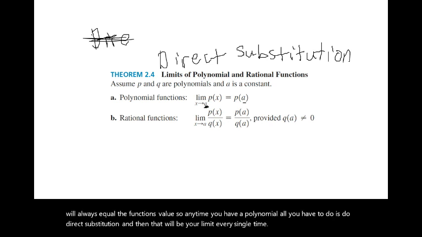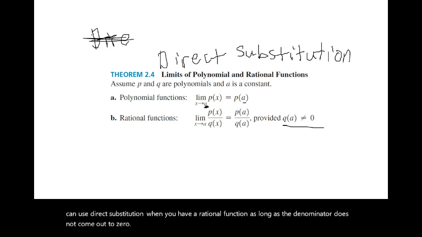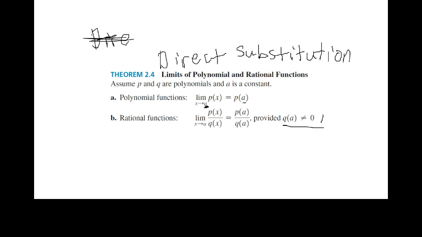Now, rational functions, which are just quotients of two polynomials, you can do the same thing. You can use direct substitution when you have a rational function, as long as the denominator does not come out to 0. So if you're taking the limit as x approaches a of some polynomial p of x divided by some polynomial q of x, that is going to equal p of a divided by q of a, provided that q of a does not equal 0.